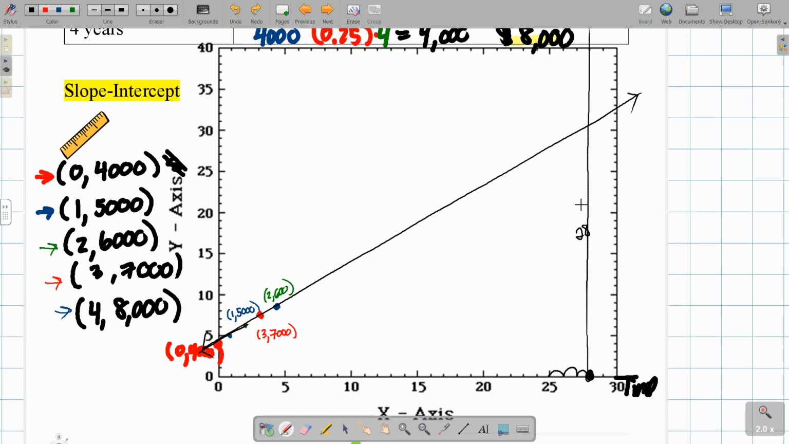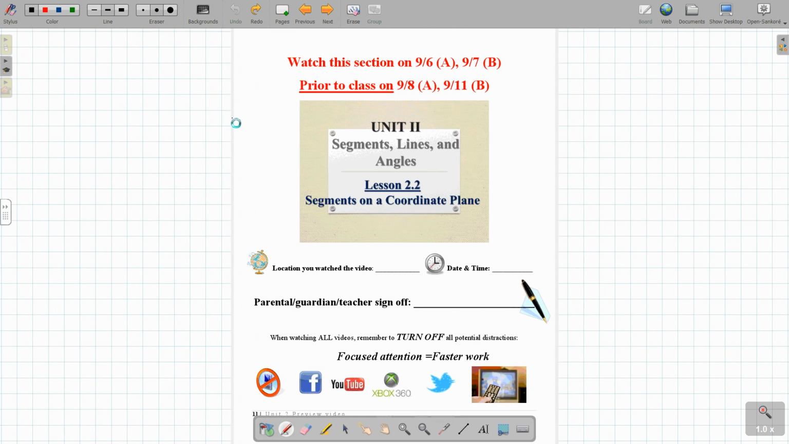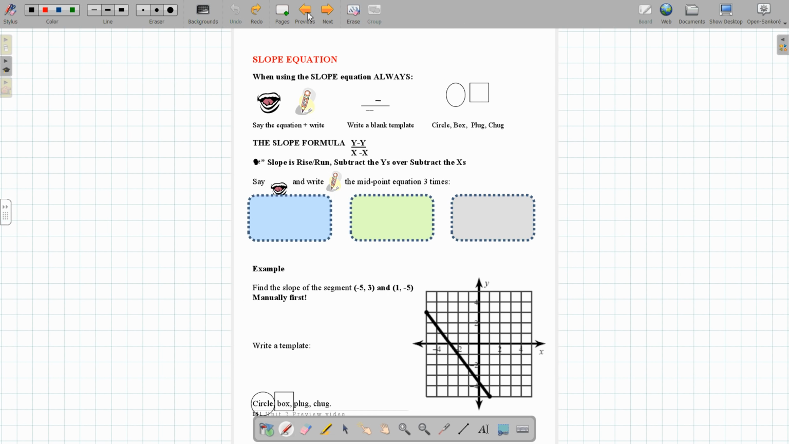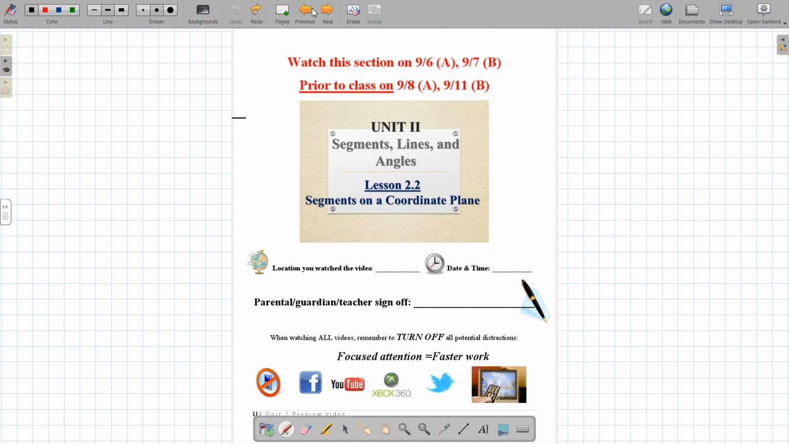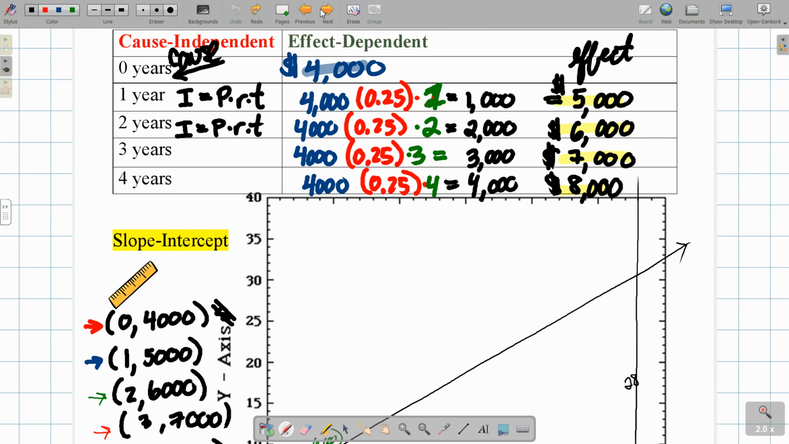At 28 years, it is being a little tricky here. And then you bring it across, and you will see the predicted value right here is, if you graph this correctly, a little off, it's going to be about $32,000. Okay, I tilted my line slightly off. If this was perfectly graphed, I'd actually be going right there.